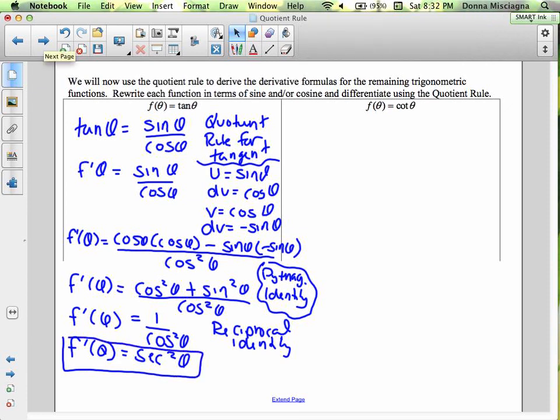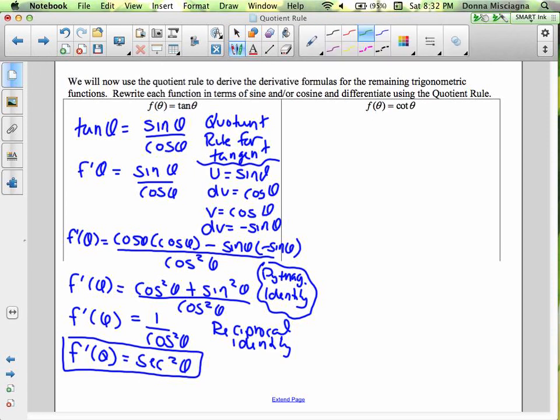And the other thing is if you ever forget it, if you just change tangent theta to sine theta over cosine theta, it wasn't that much work. You can get the derivative. Better than guessing if you don't remember what it was. All right, and let's do the same thing, but with cotangent. Well, cotangent is reverse. It's cosine theta over sine theta.